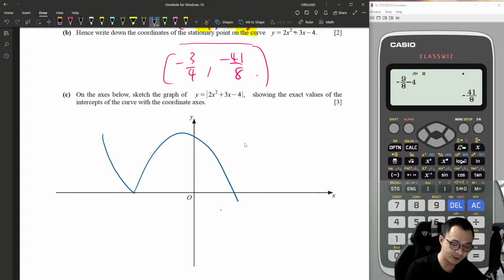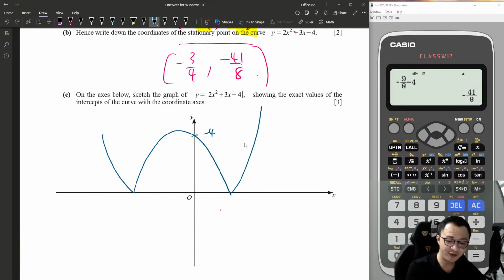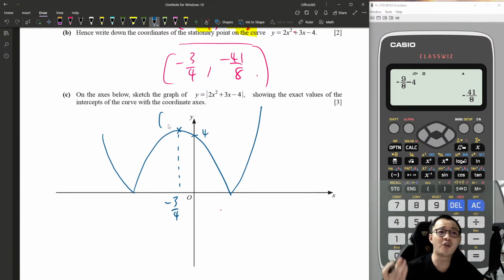Draw nicer a little bit. Yeah, because it must be symmetrical. So this is -4, this one becomes +4. And the maximum here: just now the x value doesn't change, -3/4 still remains the same. Just the bottom, just now -41/8, right now becomes +41/8. So this is -3/4, and this one will become +41/8.